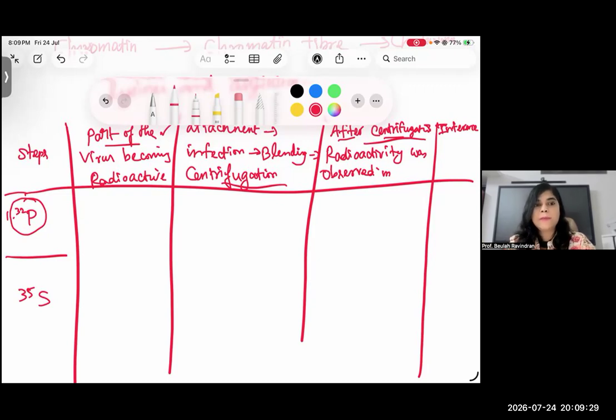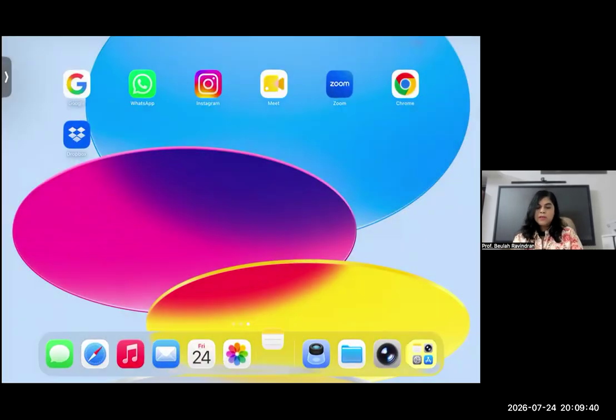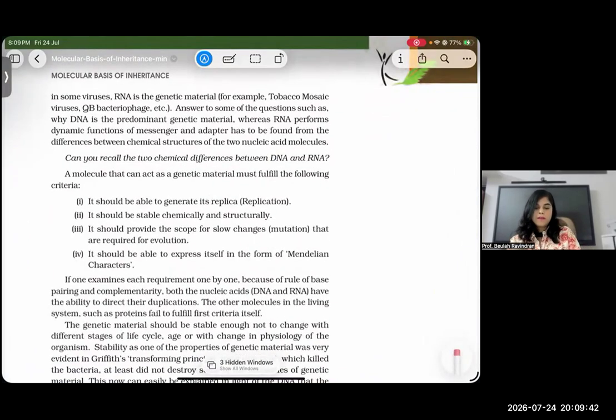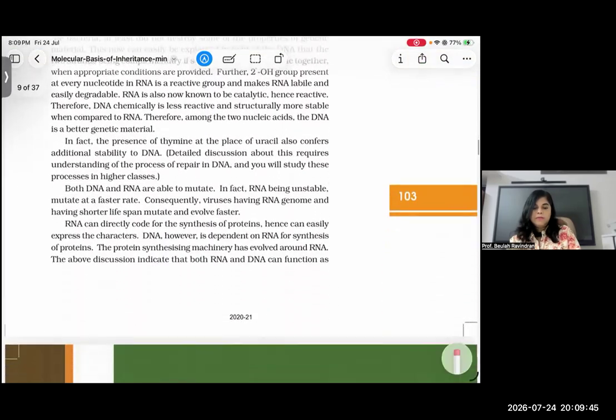It was done in 1952 only. Okay, it was carried by Alfred Hershey and Martha Chase. So this famous experiment is known as Hershey-Chase experiment. Okay, it's a very, very important experiment. You must know. Okay. Then we'll see.